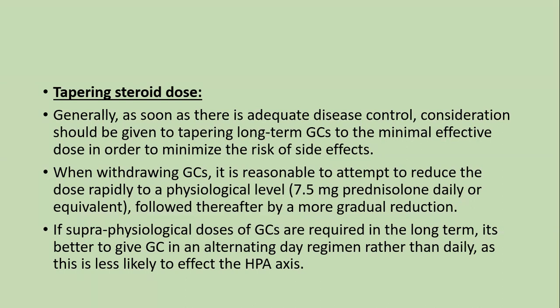till the physiological dose is reached. If a supraphysiological dose of glucocorticoids is required in the long term, it's better to give an alternate day regimen rather than daily, which is less likely to affect the hypothalamic pituitary axis. For example, a patient requires 40 milligram of deltacortil daily. It's better to give the patient 80 mg on alternate days rather than 40 mg daily.